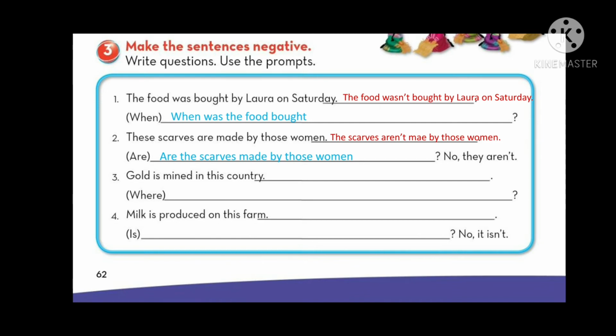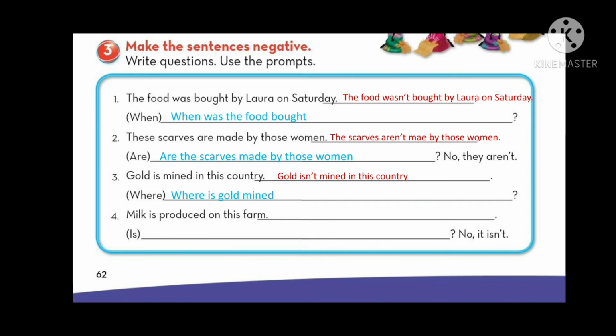Number 3, gold is mined in this country. Is mined. So with the negative form, we will change the sentence into gold isn't mined in this country. And when we ask with where بسأل عن المكان, I will delete this country. So where is gold mined?